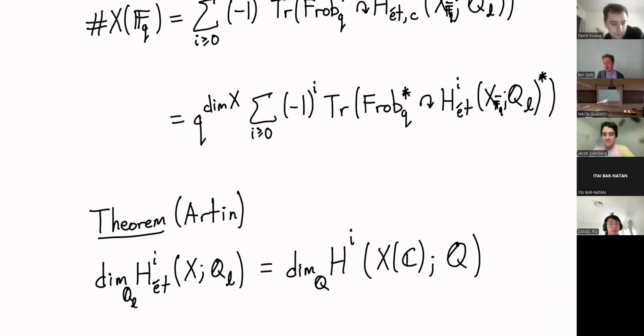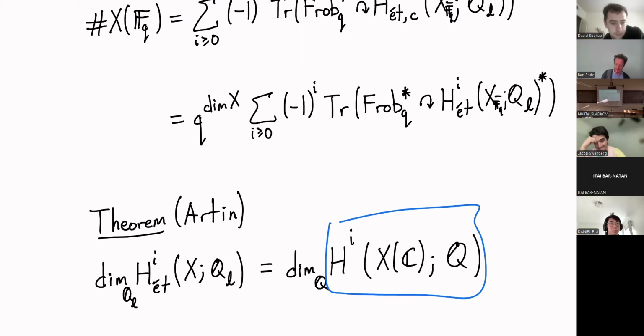You have a trace of a matrix. It's the sum of the diagonal entries. How many diagonal entries are you summing? It's the dimension of your vector space. So this tells us at least something about what's going on, because I can try to compute these guys. The set of complex points is literally a topological space. And so maybe there's some hope to try to compute these dimensions.